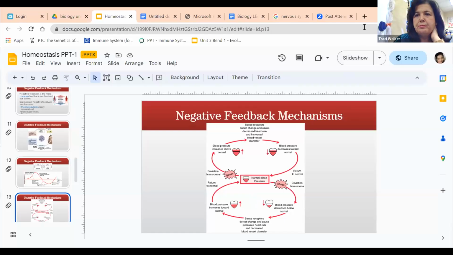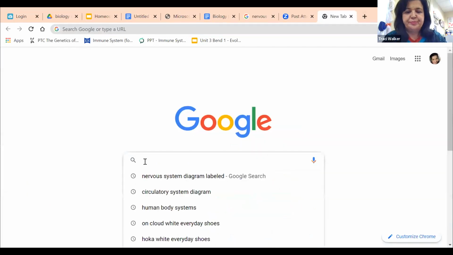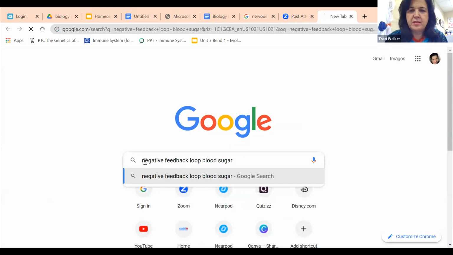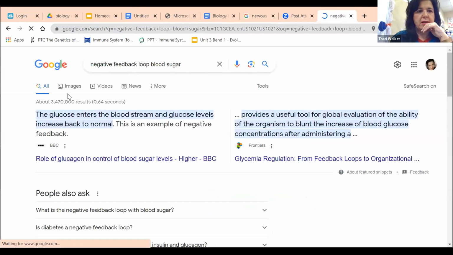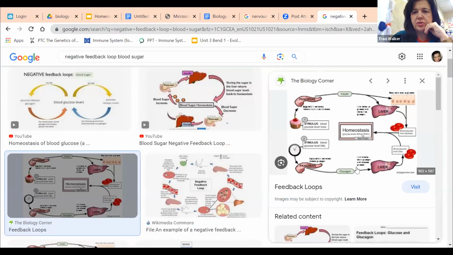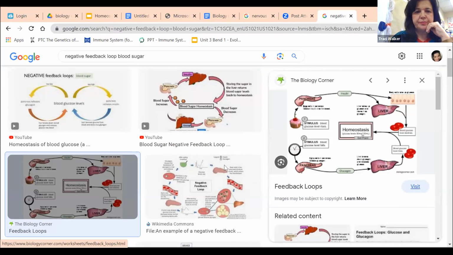For blood sugar, let me find a good diagram. I don't have one in that slideshow. I should have had one pulled up, but here's a good one. So let's look at this one.